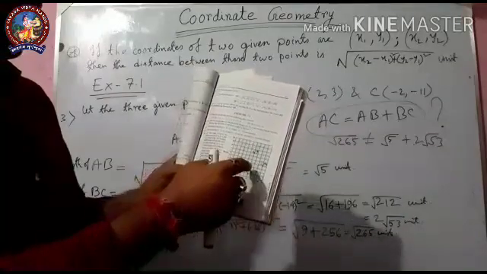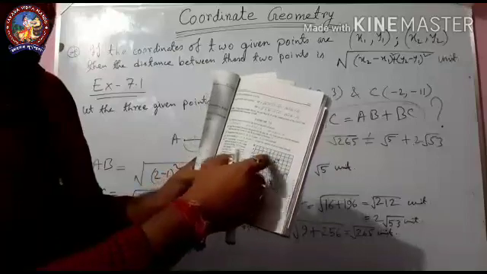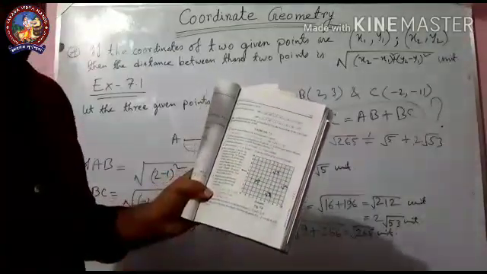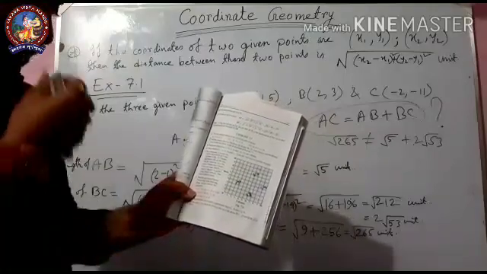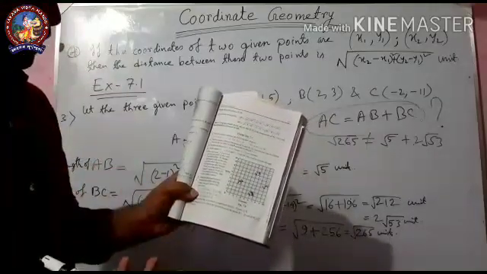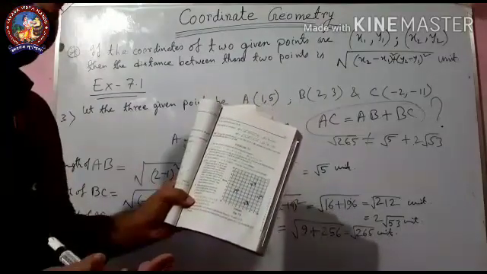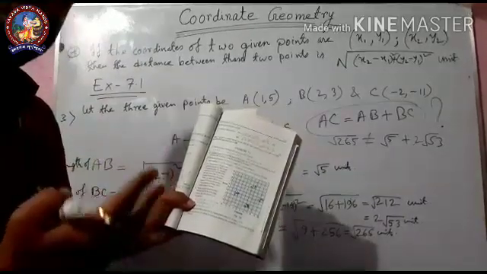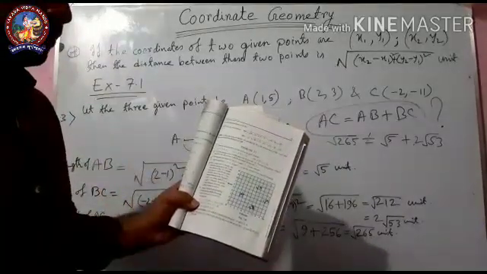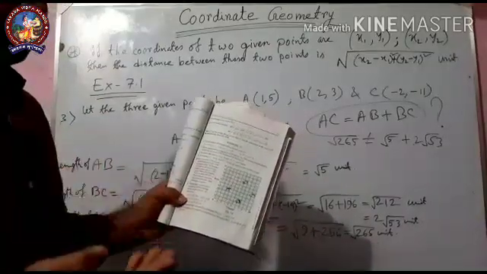Then if all the 4 lengths of the 4 line segments AB, BC, CD and DA are equal, then it may be a square, because a square has 4 sides of equal length. But the same thing happens for the rhombus also.